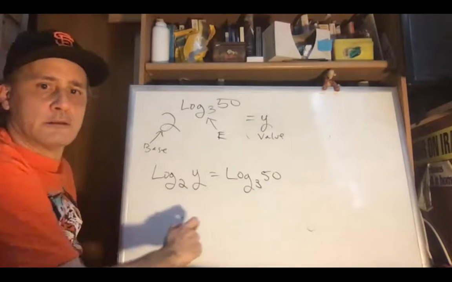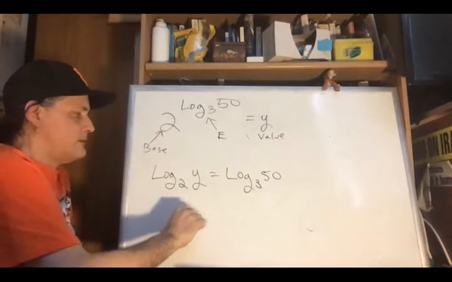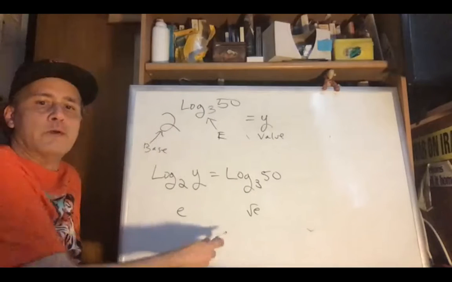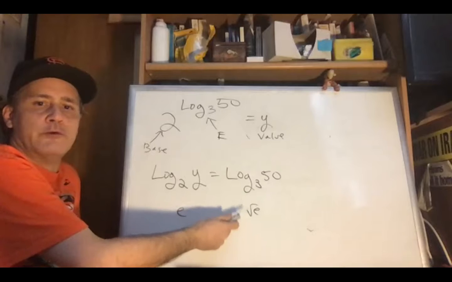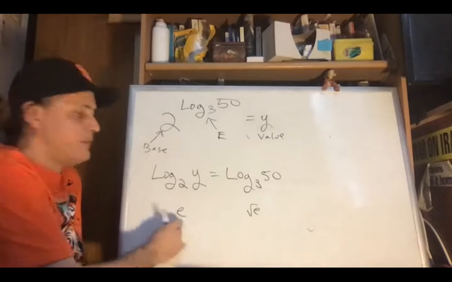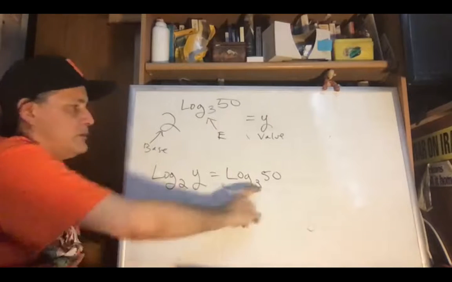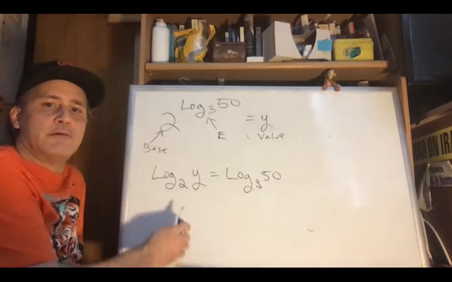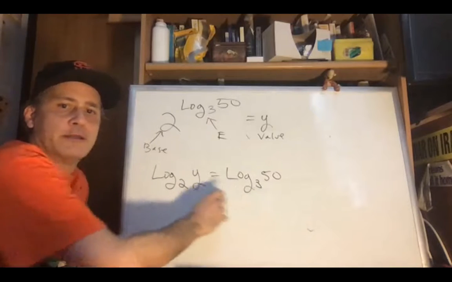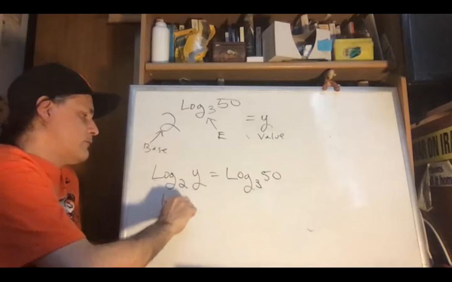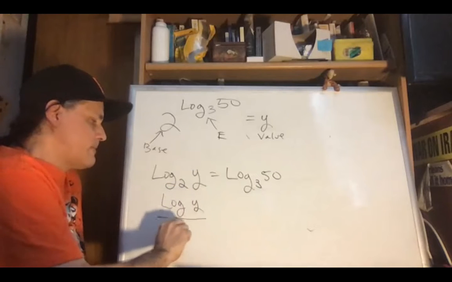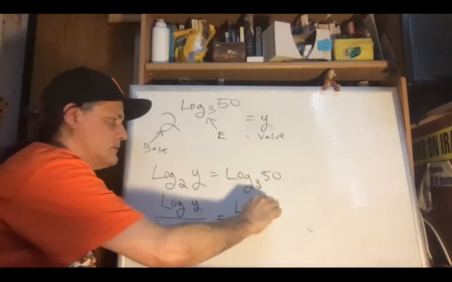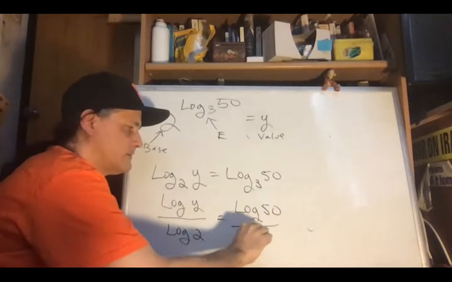Now when we did the last problem, we had this is e and that is square root of e, so we just needed to get rid of the square root of e in order to get the bases to be the same. 2 and 3 do not have any common factors. So what we're going to have to do is the change of base property twice. This becomes the log of y over log 2, and this becomes the log of 50 over log 3.